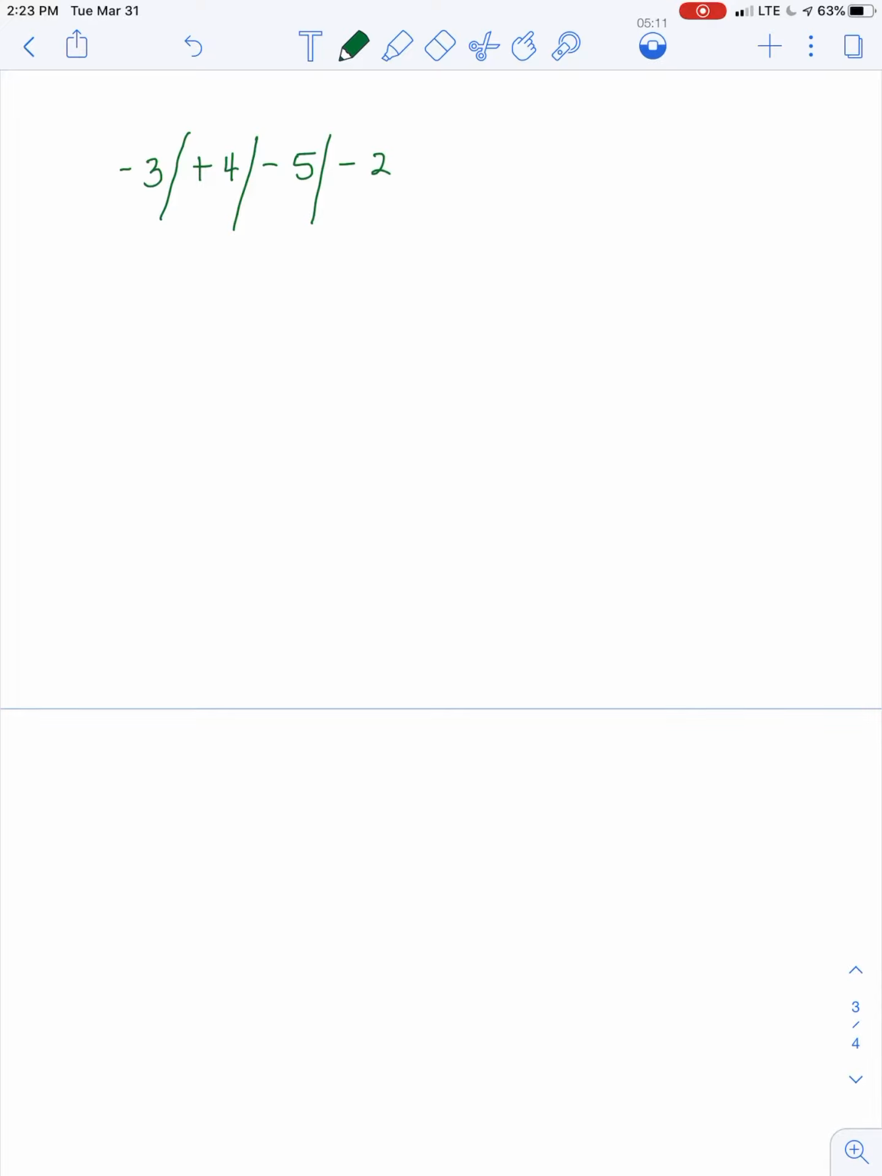So I'm going to go from left to right. I'm going to say I have a negative 3 plus a 4. That gives me a positive 1. And then I am going to do my negative 5 minus 2. Okay, so I'm looking at the sign like a negative sign. It's attached to the 5. So it's negative 5 minus 2. That's going to give me a minus 7 or a negative 7. Now my answer becomes negative 6 here.